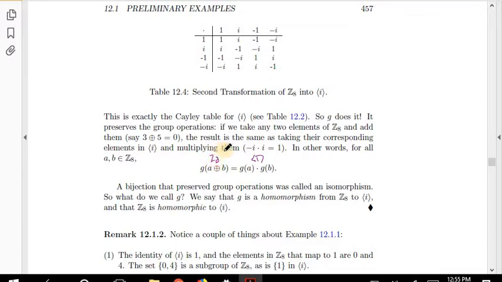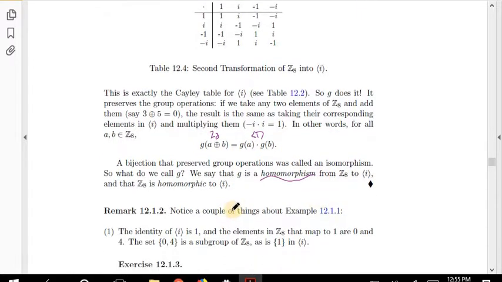I still have this kind of operation preserving property, although I don't have a bijection anymore. So you remember, isomorphism means you have a bijection and the operation preserving property. Now here we have a function that's not a bijection, but we still have the operation preserving property. So what do we call this function? We call it a homomorphism, because the two groups are not identical, but they still have some likeness.